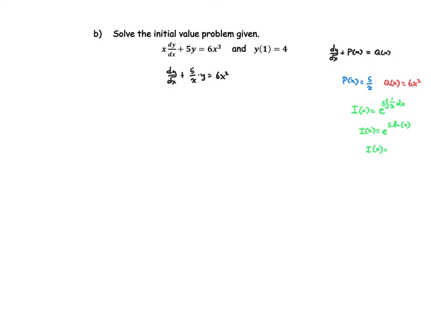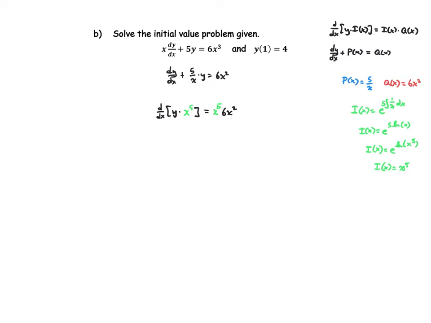I can get this into a much simpler form if I use the property that this would be e to the ln of x to the 5th. Now that will reduce, using properties of logarithms and exponents again, to x to the 5th. Therefore, I of x is x to the 5th. Knowing that, and knowing that the derivative with respect to x of y times I of x is equal to I of x times q of x, we can say that the derivative with respect to x of y times x to the 5th will be equal to I of x, which is, like we said, x to the 5th times 6x squared.